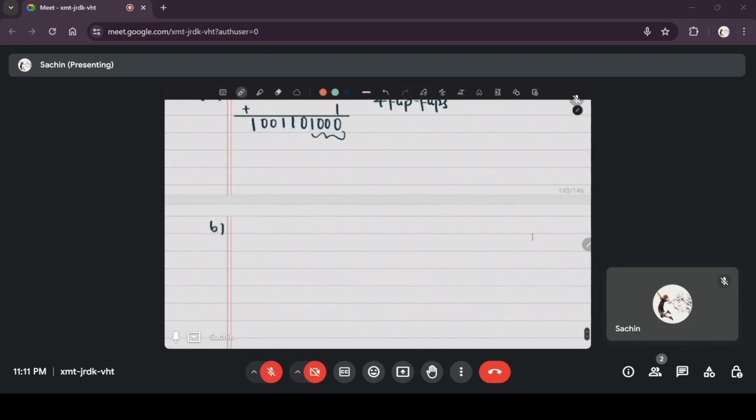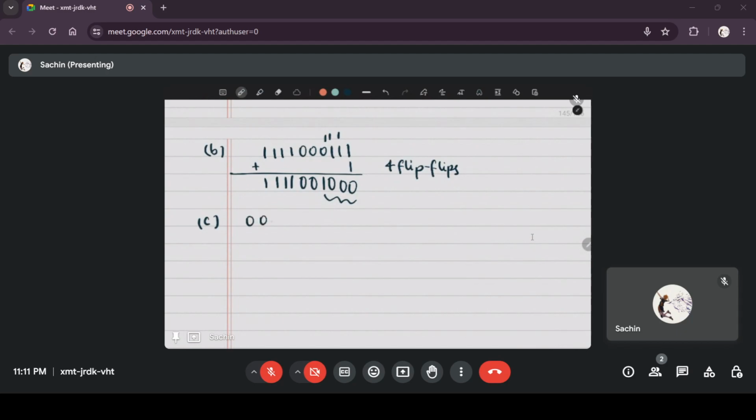Similarly, for part B, you have 1111000111. When you add a 1, you will get 0 with 1 carry, 0 with 1 carry, 0 with 1 carry, 1 0 0 1 1 1 1. So again, these 4 bits have to be complemented. So 4 flip-flops will complement their outputs.